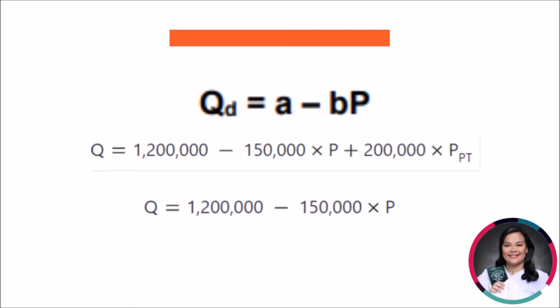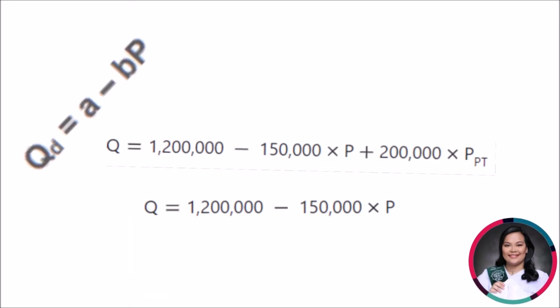As long as there is no change in the price of public transport, we can simplify the demand function to a relationship between Q and P as Q is equal to 1,200,000 minus 150,000 multiplied by P.